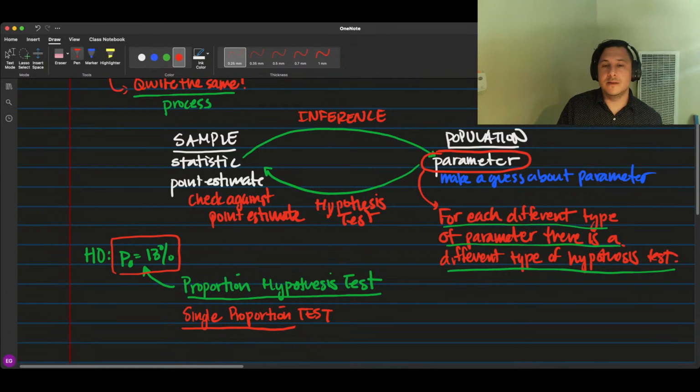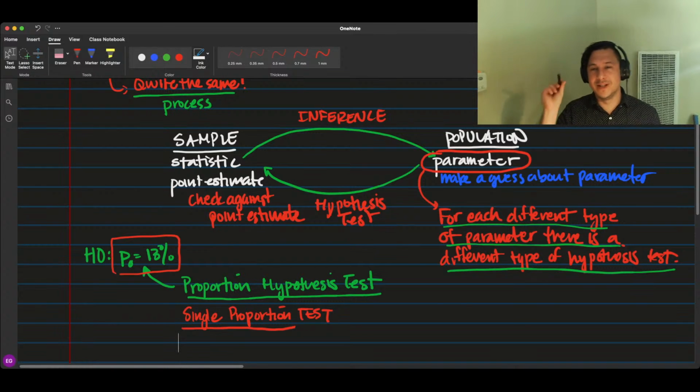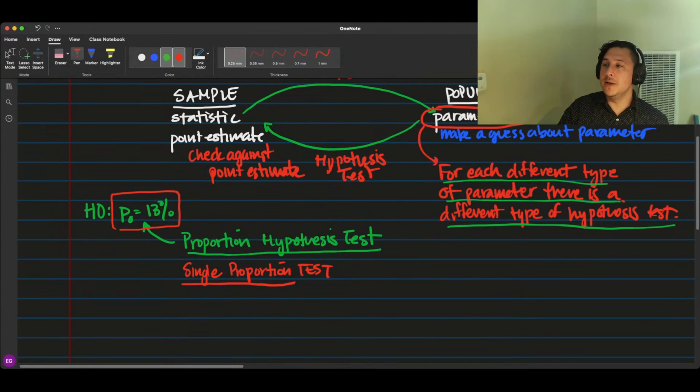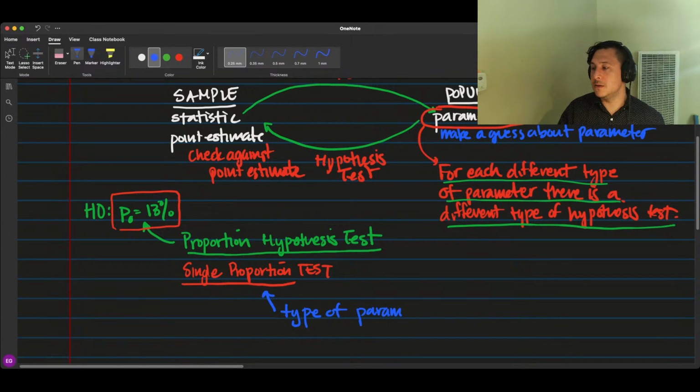Okay, which means what sort of proportion tests are we going to see soon? If there's a single proportion test, what other type of test are we going to end up dealing with? If we've called this one a single proportion test. Yes, exactly, a double proportion test. Okay, so in the name, there's always going to be the type of parameter. It is a proportion test. And then we're also going to talk about how many of those parameters we're making guesses about.